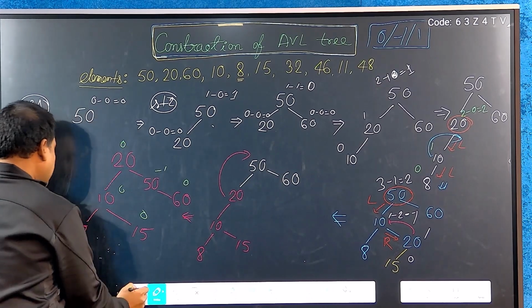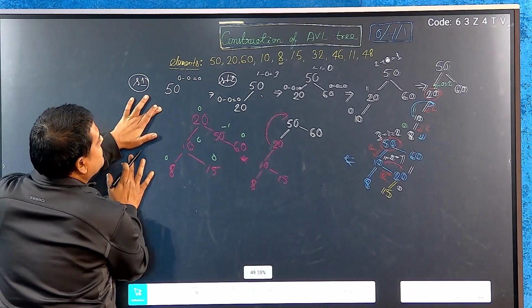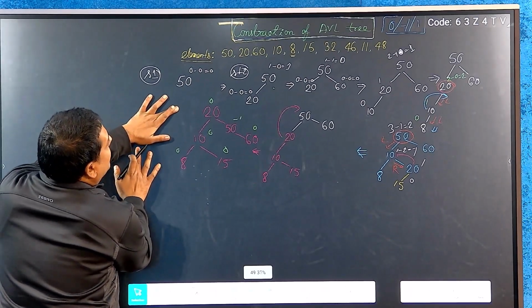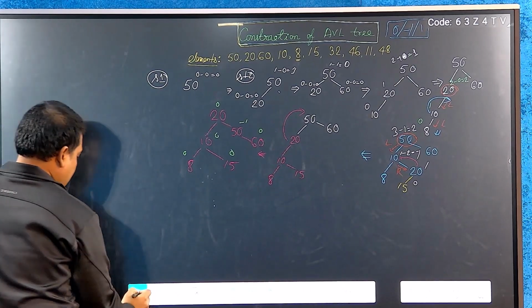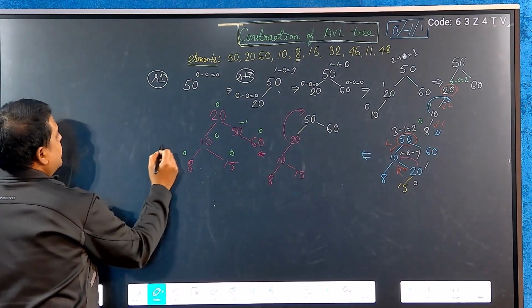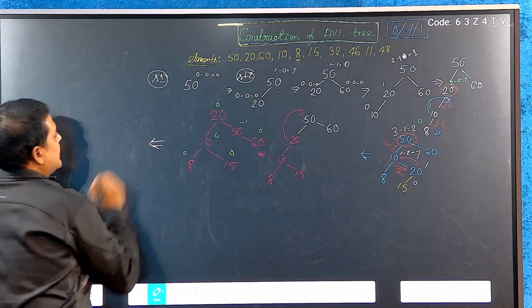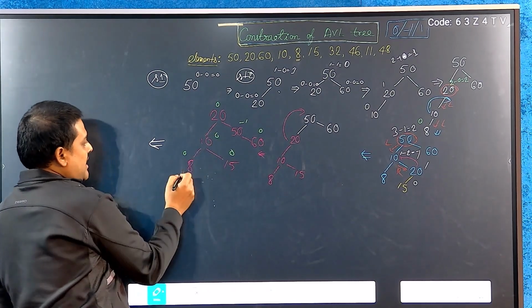Now, what is the case? We will make it a little bit smaller so that I can draw in the same page. Okay, have a look. Now, after this, this is the last case. For this, what is the case? This is 20, 50, 60, 10, 8, 15.